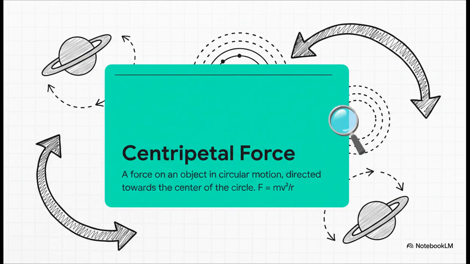So what stops a planet from just flying off into space in a straight line? It's this thing called centripetal force. The name literally means center-seeking. It's a force that's always pulling an object moving in a circle back towards the center.